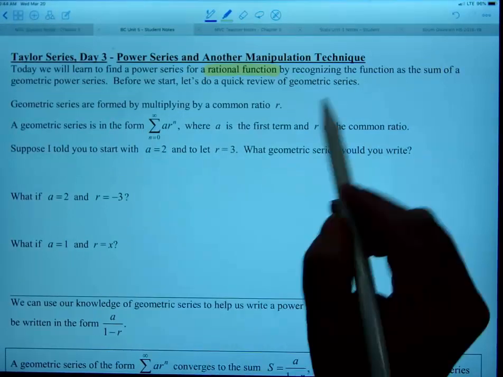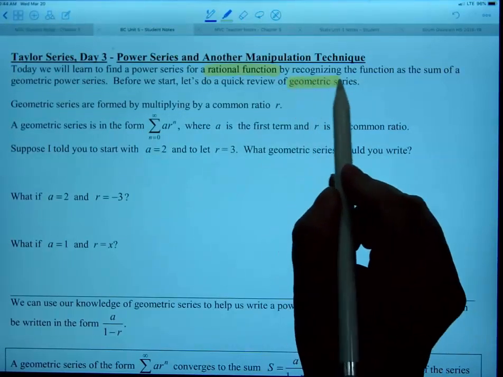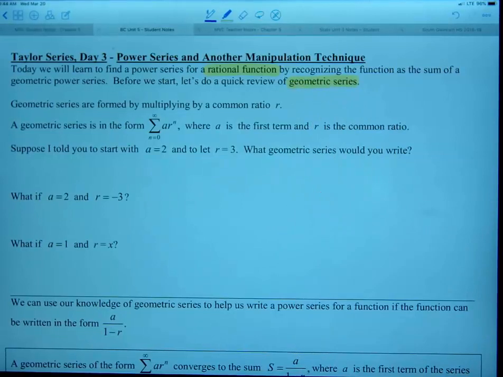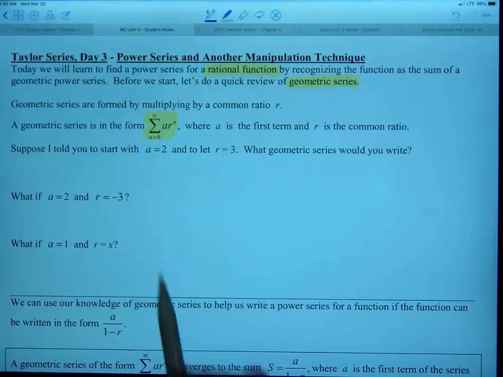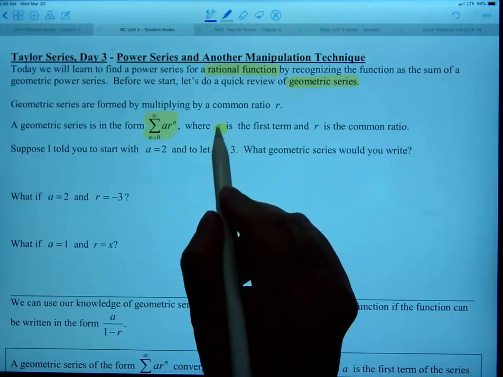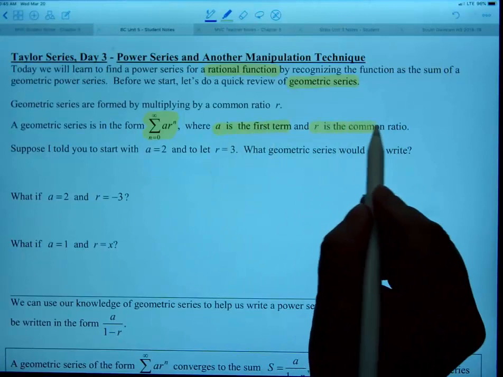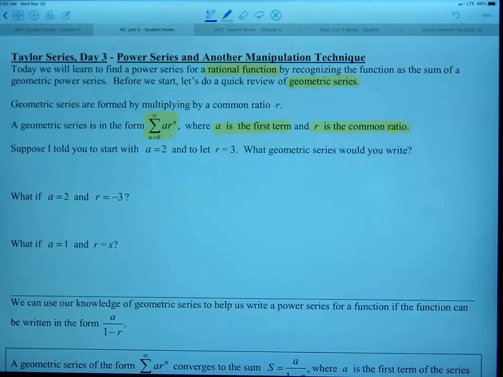Okay? But before we do this, we need to do a little bitty review of geometric series, because this is the foundation of what we're doing today. All right. Geometric series look like this. They are n equals 0 to infinity, a r to the n, where a is the first term, and r is the common ratio. In other words, what you multiply to get from one term to the next.